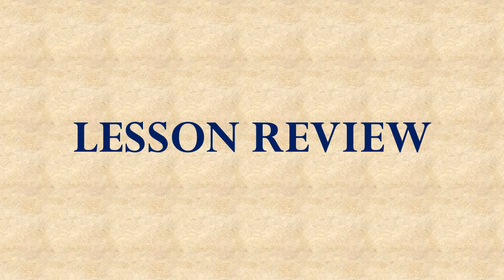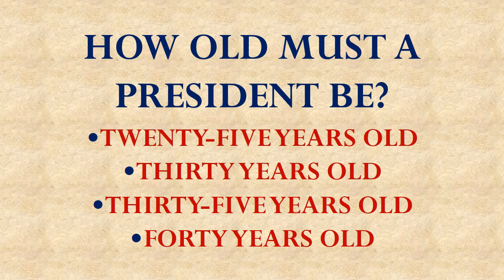Let's review what we learned in this lesson about the Electoral College. How old must a president be? Does the president have to be at least 25 years old, or 30 years old, or 35 years old, or 40 years old? The Constitution says that a president must be at least 35 years old. They want a person with a certain amount of experience in life before they could become president.